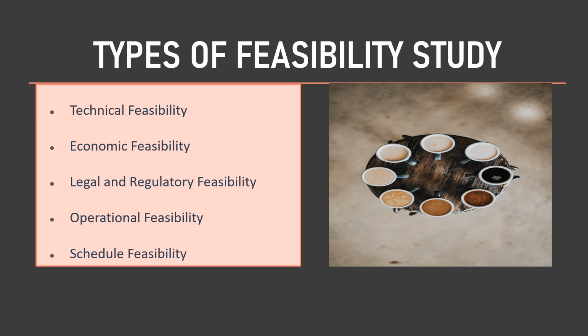What are the different types of feasibility study? There are different types of feasibility study. They are technical feasibility, economic feasibility, legal and regulatory feasibility, operational feasibility, schedule feasibility. Let us look at all these types of feasibility in detail in the upcoming slides.